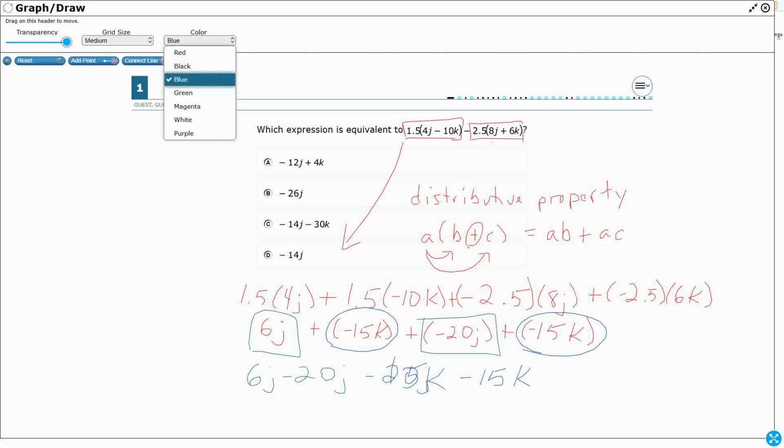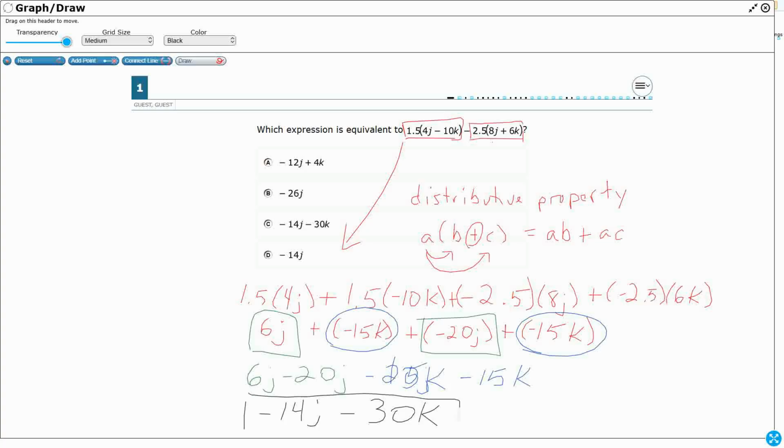So that's going to be pretty simple now. We can just take a look at 6j minus 20j, which is negative 14j. And minus 15 minus 15, that's minus 30. So all that work, we get negative 14j minus 30k. So our answer here is going to be C.